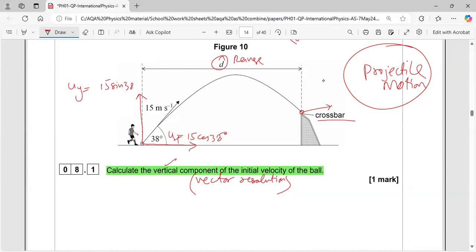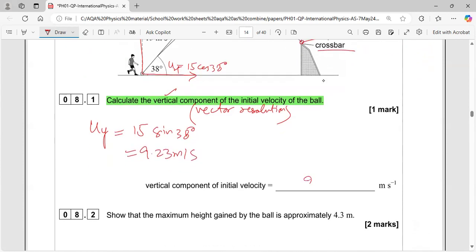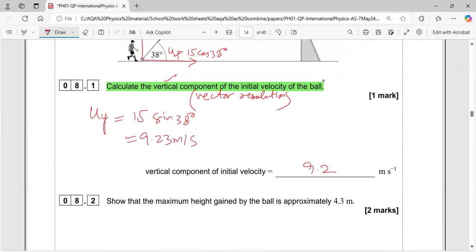So they're saying initial vertical. So you say this is 15 sin 38, and you will simply solve it to get the answer, that is 9.23. So 9.23 meters per second, or you can write 9.2 as well. The next is: show that the maximum height gained by the ball is this.